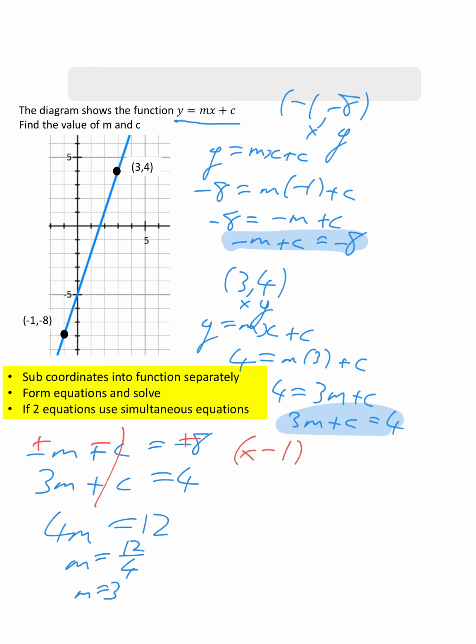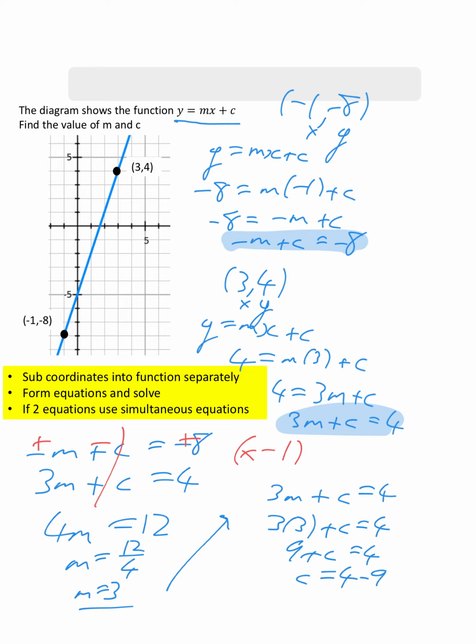Let's sub this now into one of the originals. So I'll put it into 3m plus c equals 4. So 3 times 3 plus c equals 4. So 9 plus c equals 4. 9 goes to the other side, it'll be 4 minus 9. So c equals -5. So now that we have the values of m and c, the equation of our function would be y is equal to 3x minus 5.